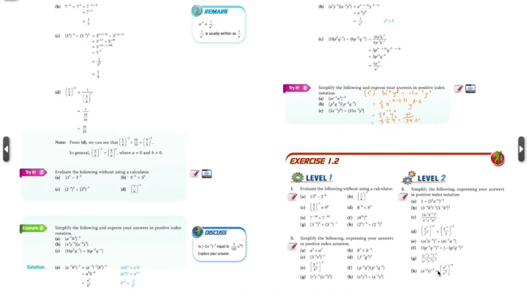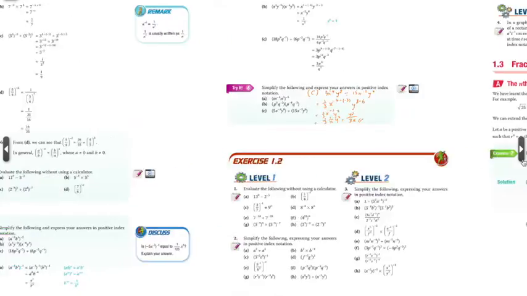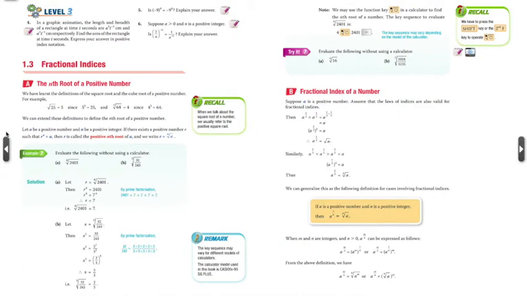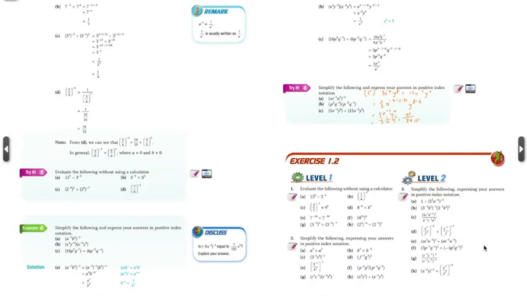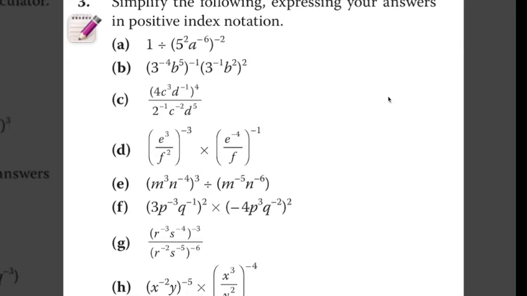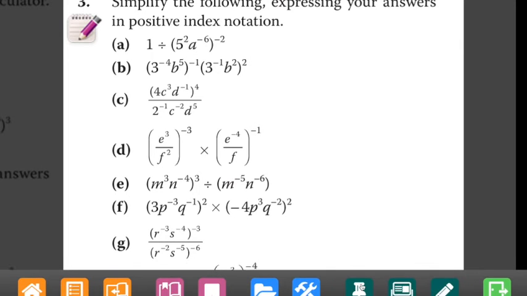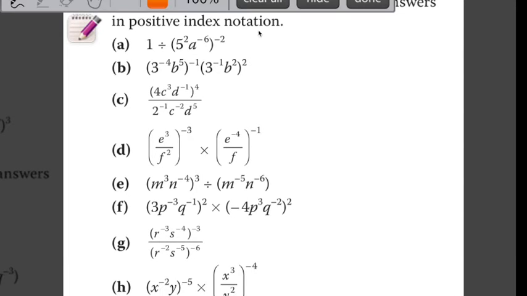Since I have time today, I'm just going to continue going through exercise 1.2. In that case, let's just go through the level 2 questions. For level 2, let's warm up with part A. Again, please take note, you are supposed to leave your answer in positive index notation.